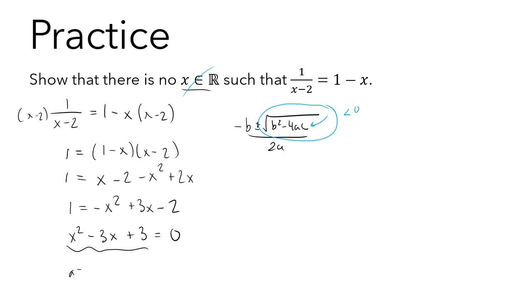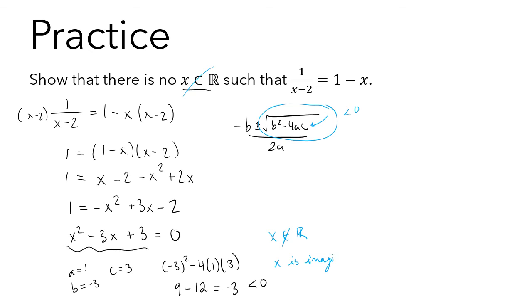So here my a is 1, b is negative 3, and c is positive 3. So b squared minus 4 times a times c is equal to 9 minus 12, which equals negative 3, which is less than 0, implying that x is not a real number. x is imaginary or complex. So therefore we've arrived at our contradiction, which means that the original statement was true. There is no such real number x where this holds.